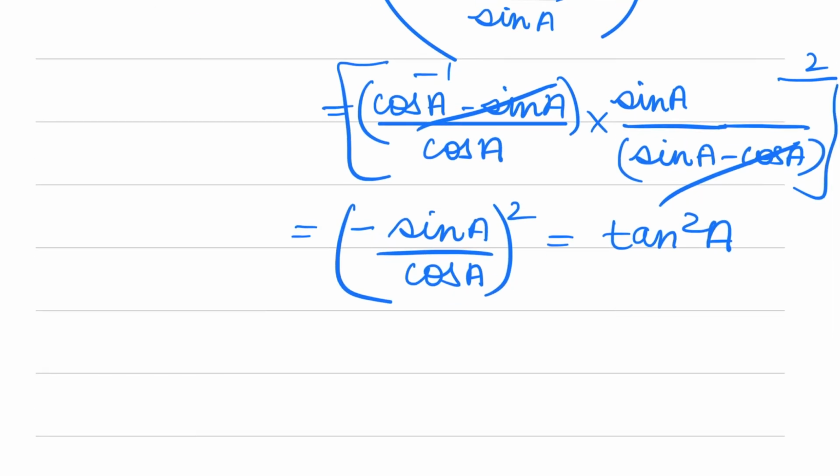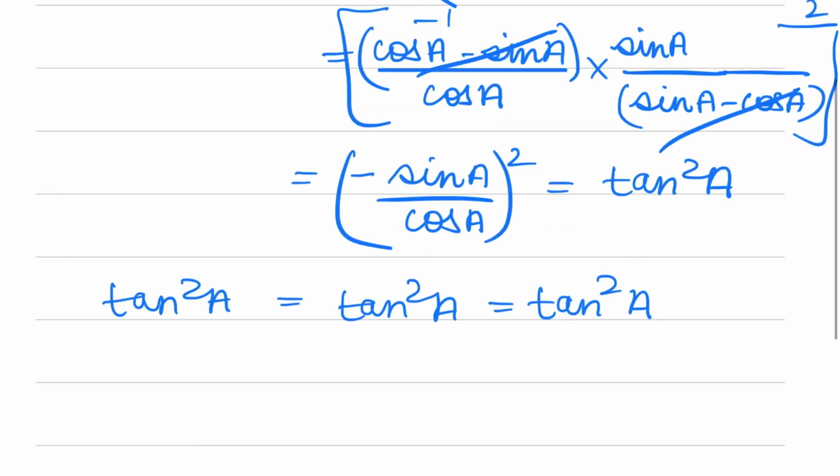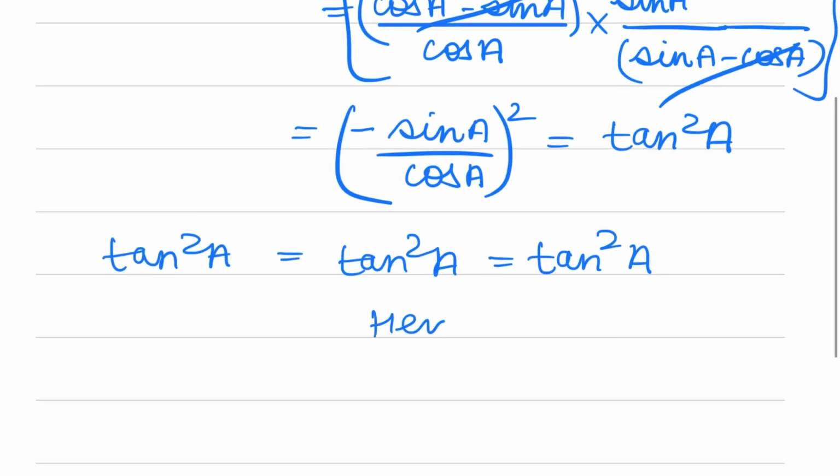So now all the three terms are tan square A, equal to tan square A, equal to tan square A. So hence proved.